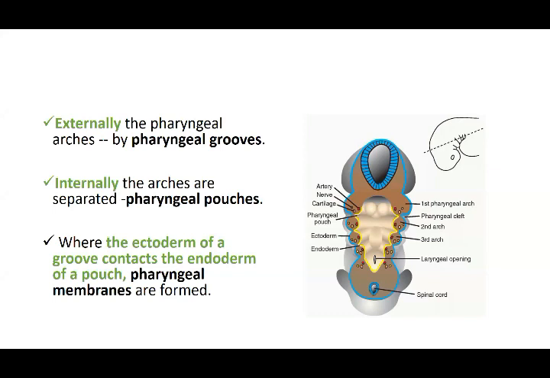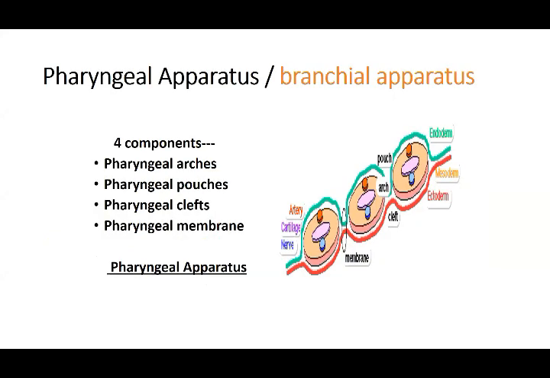So the pharyngeal apparatus basically consists of, from the outside, the pharyngeal clefts, then the middle is the pharyngeal arches, the inner side is the pharyngeal pouches, and then linking the three together is the pharyngeal membrane. So there are basically four components of the pharyngeal apparatus: the pharyngeal arches, pharyngeal pouches, pharyngeal clefts, and the pharyngeal membrane, which is a combination.